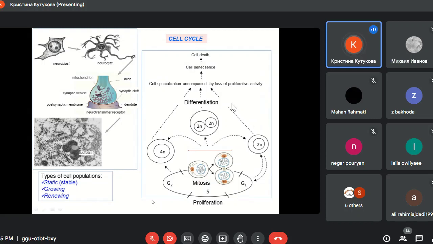And finally, static or stable populations have no stem cells and no ability to make new cells, no ability to proliferate, to divide. And it means that in the case of damage to such tissues, they cannot be regenerated, replaced, and healed with restoration of their function. It is true for neurons.